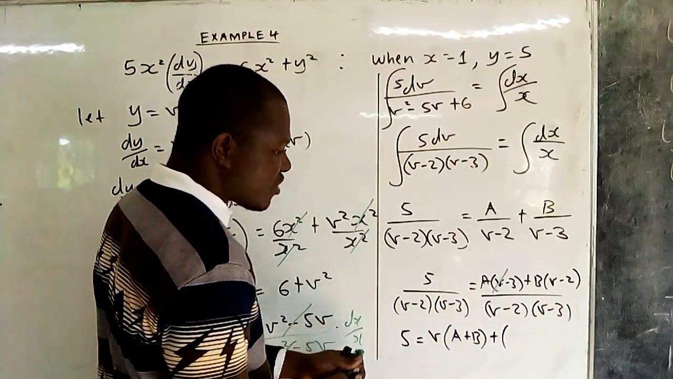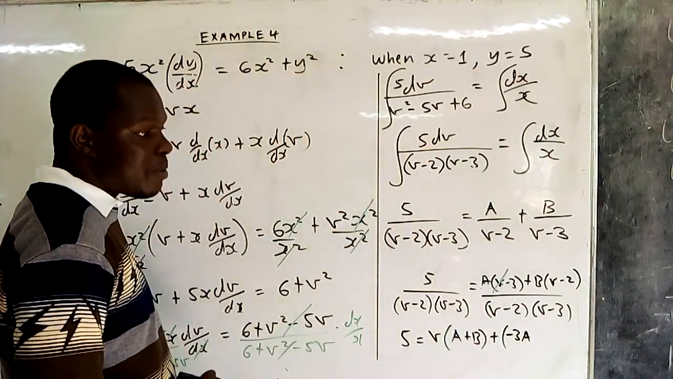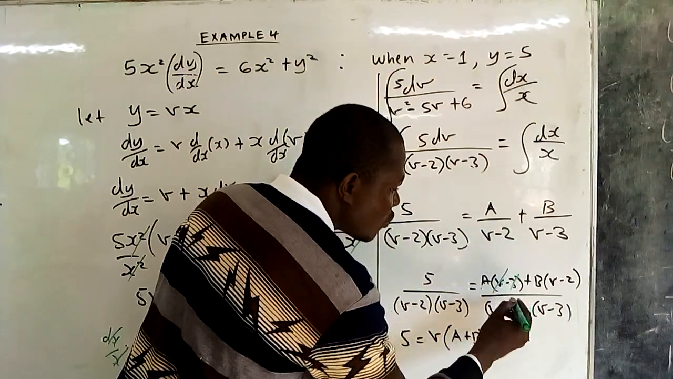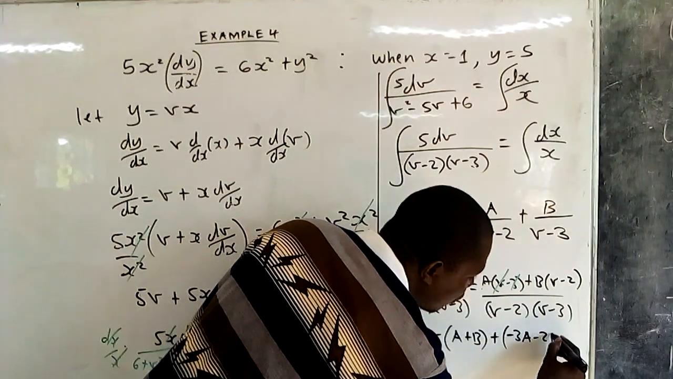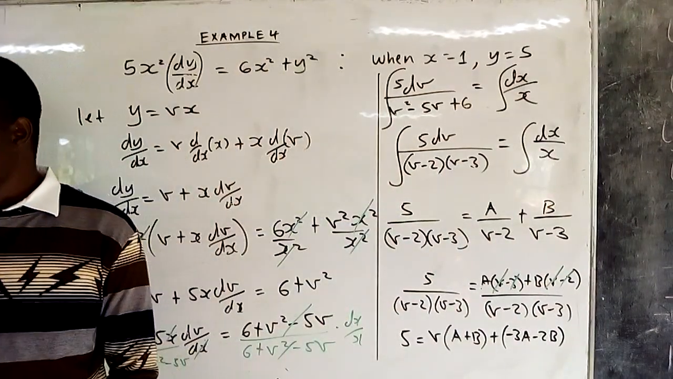The first constant term here is what? A times negative 3 is minus 3A. You take it inside the bracket with this sign, isn't it? Then here, you've collected that. You go to the next one, positive B times negative 2, you get minus 2B. You've collected everything. Are we together?